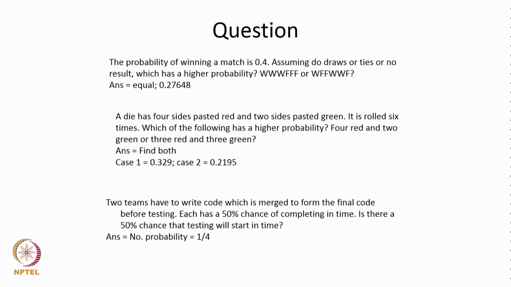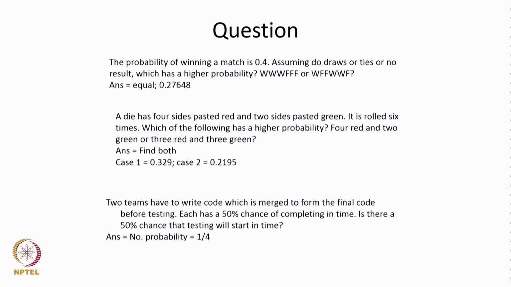Another way of doing it: the probability that team A is successful is 0.5, team B is successful 0.5, both being successful is 0.5 into 0.5, which is 0.25. Therefore, we do not have a 50% chance of starting the testing in time.